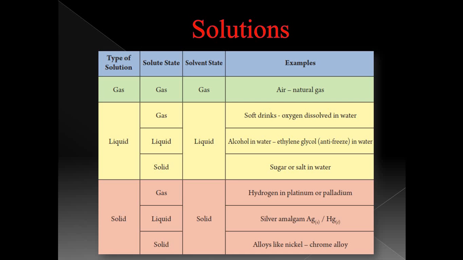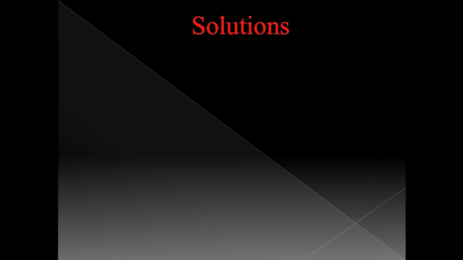We have liquid in solid solutions like silver amalgam, and silver amalgam is formed by dissolving some mercury in silver, or in a metal, and it's used often by dentists. This amalgam is used to fill the cavities in our teeth. And we have solid in solid solutions like alloys, like any alloy made of two or more solid substances. This is a solid in solid solution.